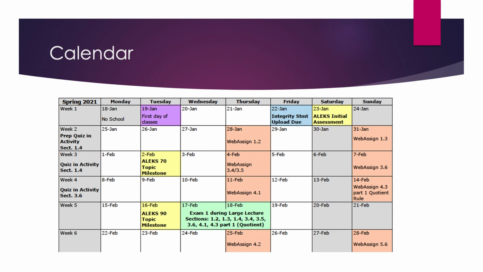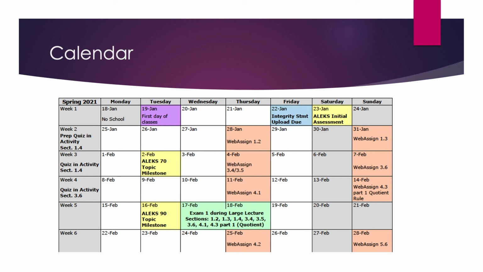Some other important things is now look at the far left of this calendar. That gray column that lists each week, you'll notice week 1 is blank, but week 2, you have a quiz and activity. In week 3, you have a quiz and activity. In week 4, you have a quiz and activity. So you'll regularly be taking quizzes in your activities section.